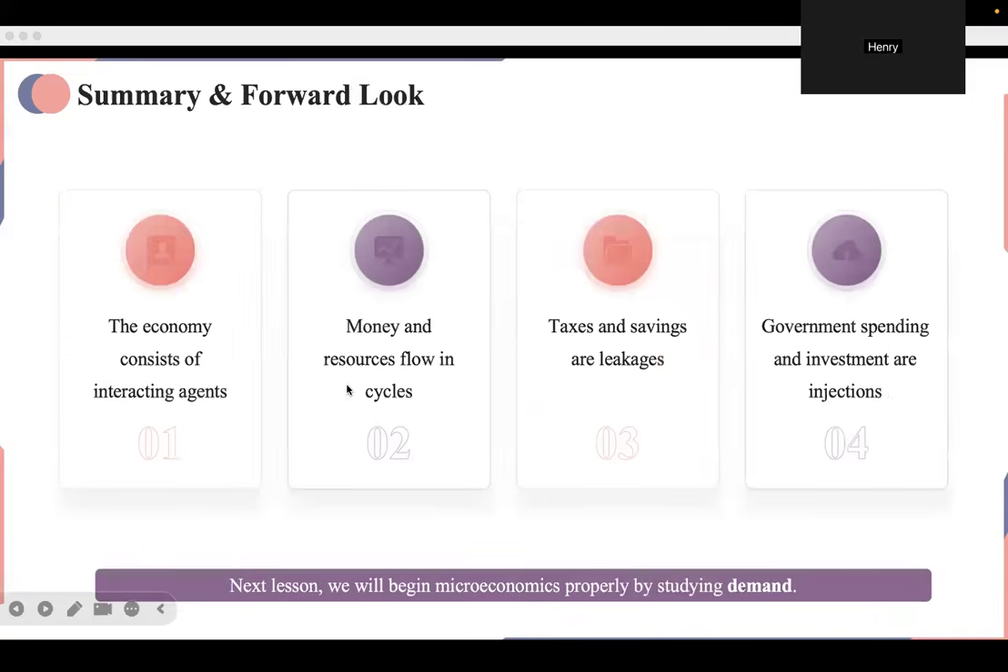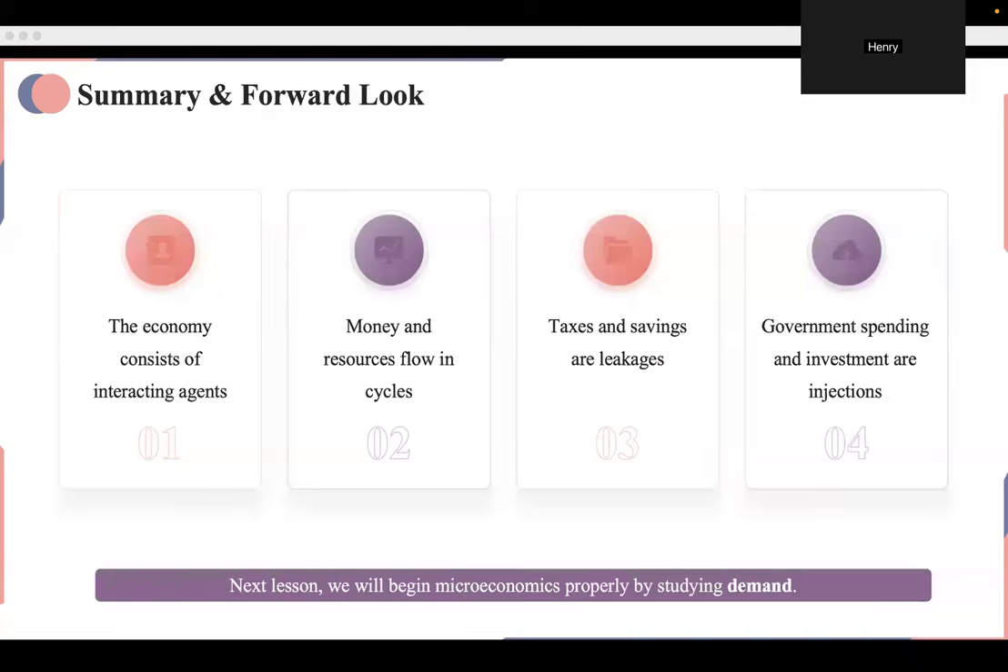Now, let's summarize. The economy consists of interacting agents: households, firms, government, and the financial sector. Money and resources flow continuously between them. Taxes and savings are leakages. Government spending and investment are injections. And the balance between these determines the level of economic activity.